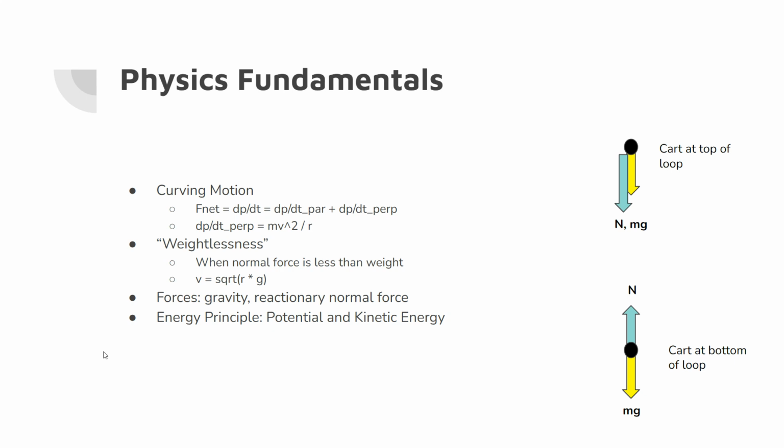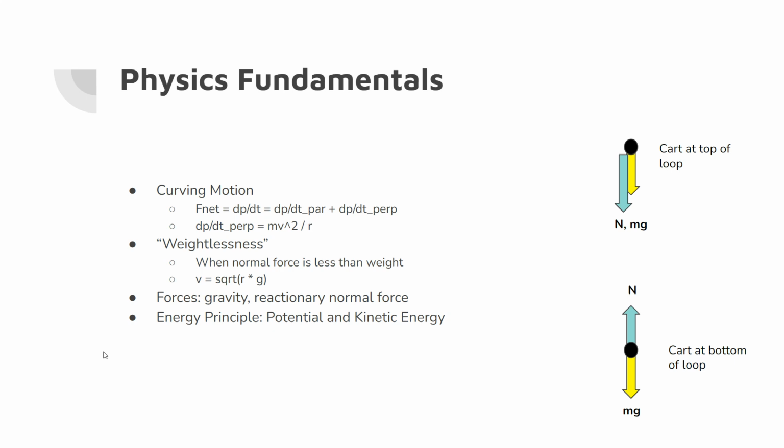And when you have gravity equal to the centripetal force, gravity makes up the centripetal force. We have v equal to the square root of r times g, and that also gives you the idea of the minimum speed necessary in order to traverse the loop. All right. And yeah, forces: we have gravity, the reactionary normal force, or contact force, I guess.